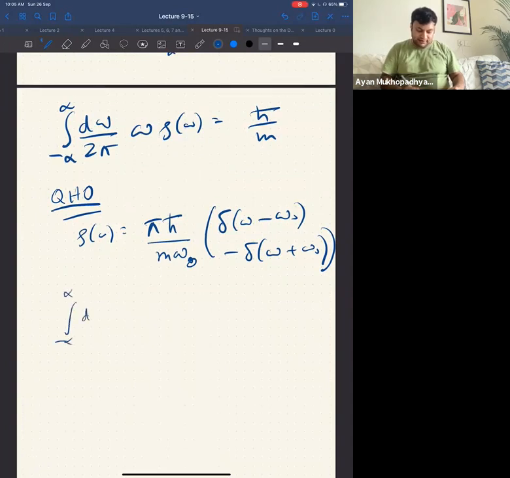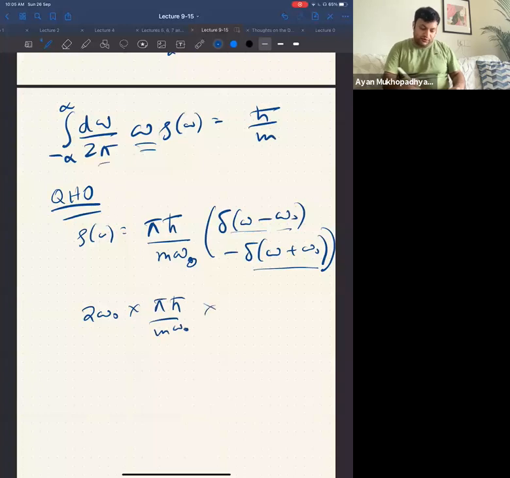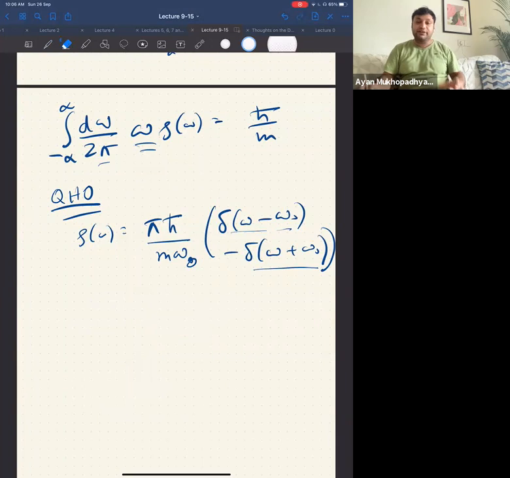Let us do this integral, minus infinity to infinity, d omega by 2 pi omega rho omega. Omega rho omega would mean the first term gives me an omega naught and the next gives me a minus omega naught, right? That's all, because there's delta omega minus omega naught and delta omega plus omega naught here. So I get omega naught minus, minus omega naught, that is twice omega naught from this integral. And there's a factor of pi h bar by m omega naught, and an overall factor of 1 over 2 pi. So if I take into account everything, then omega naught cancels, pi cancels, 2 cancels, and I get exactly h bar by m. So this is the correct form. This is what I should have for the free theory.